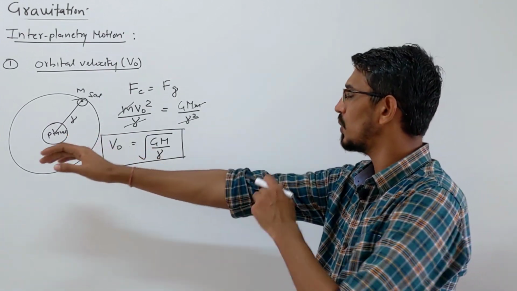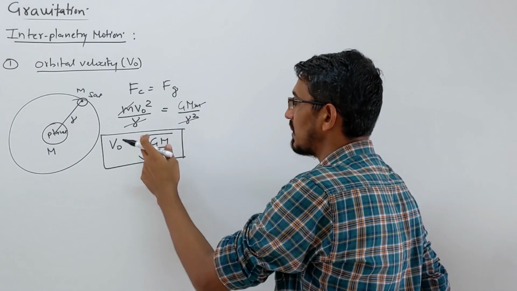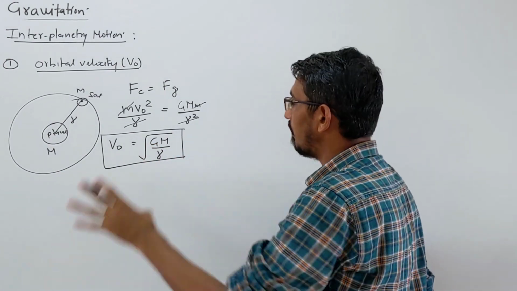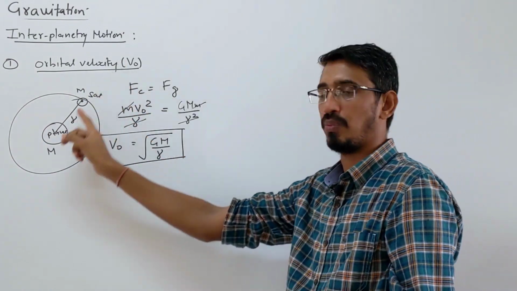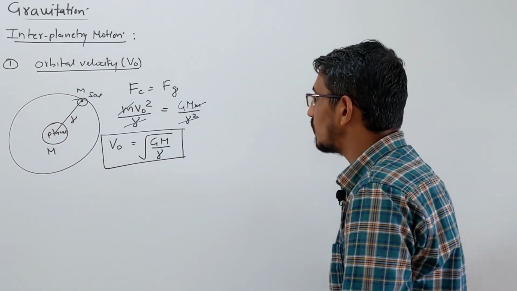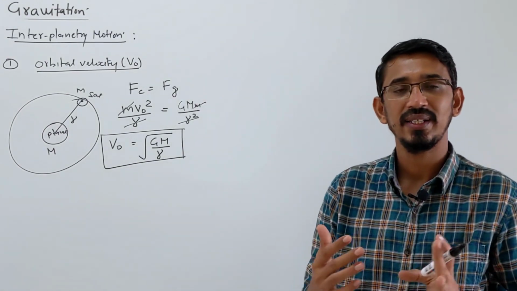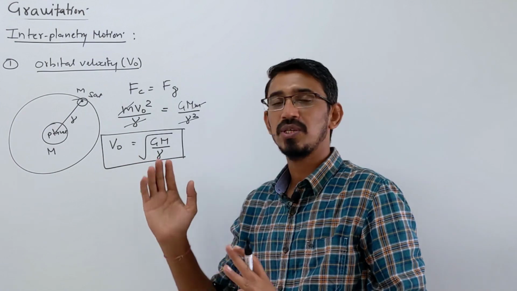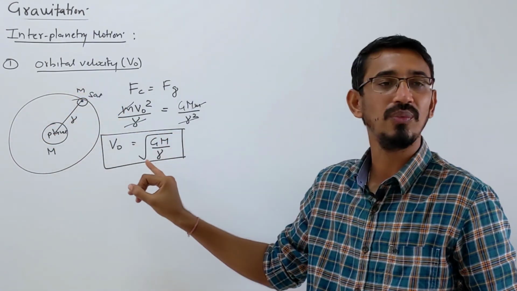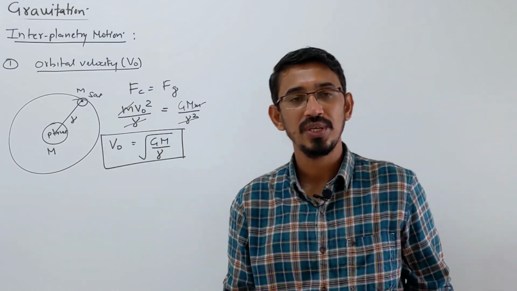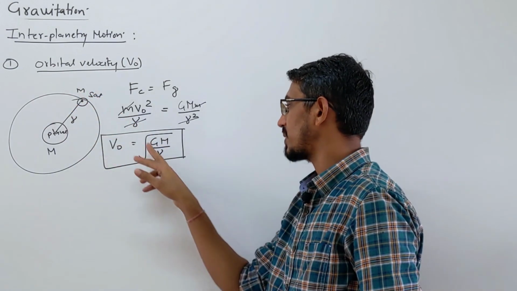Look here. V naught is root G M by R. It depends on G, which is constant, the mass of the planet, and the radius of the orbit. So it depends on these three things. Watch carefully: this question has been asked in exams as theory, how the orbital velocity of a satellite depends upon its mass. You see that the satellite's mass is not in this formula. Small m is not coming in this formula.